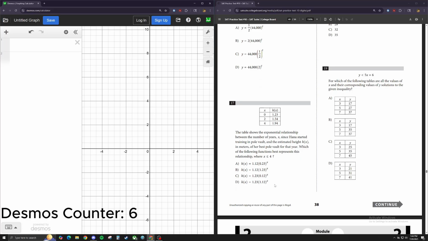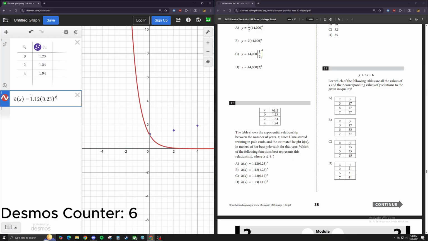So for 17, it's asking which one of these equations best matches this table. You can brute force it. You type in a table and enter the coordinates that the table provides you with. Then we just brute force by plugging in all of these. We'll start with the first one, saying h of x is equal to 1.12 times 0.23 to the x. That one doesn't really match, and then we just keep doing this for the rest of them.